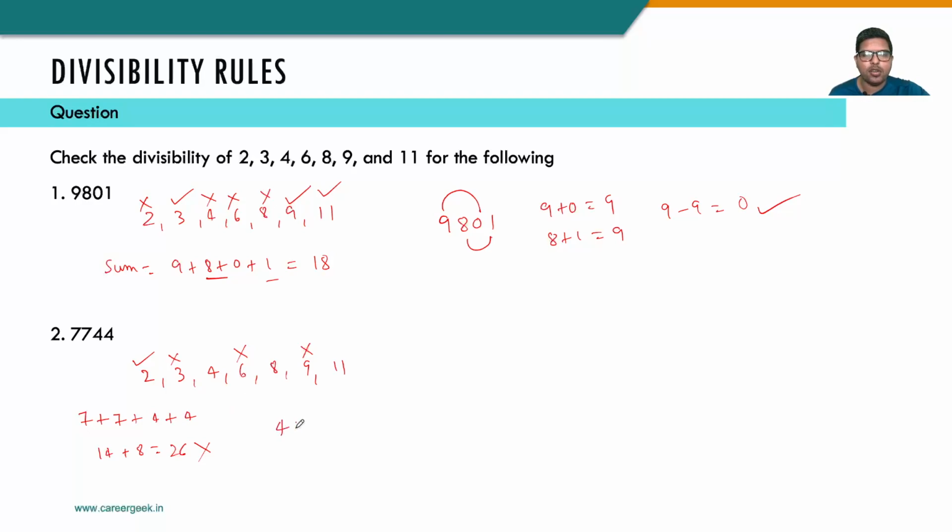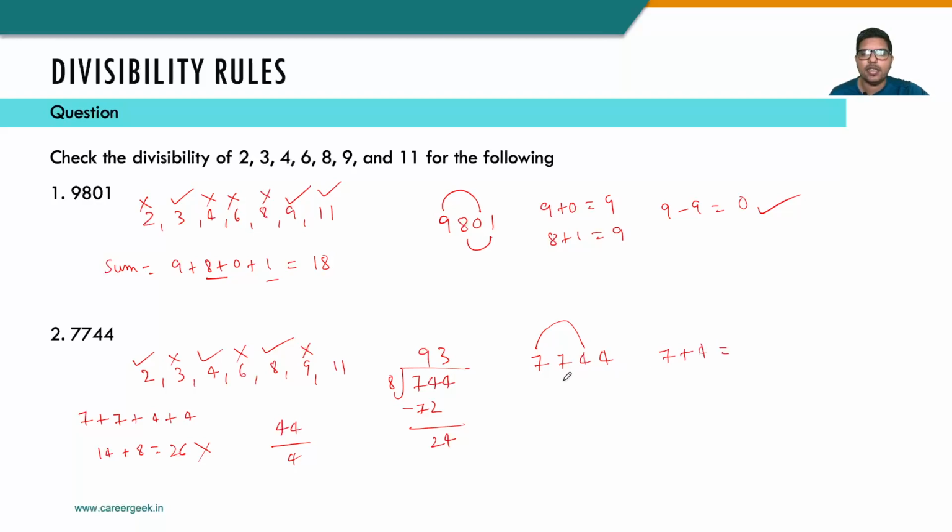Now for 4, we need to check the last two digits. Yes, obviously it's divisible by 4. For 8, 744. 8 9s are 72. I have 2 remaining. 4 comes down. 8 3s 24. Yes, it is divisible. For 11, sum of alternate digits starting with the leftmost.